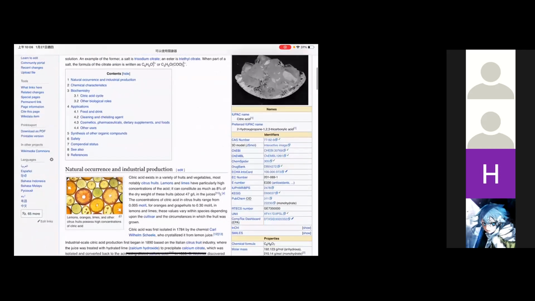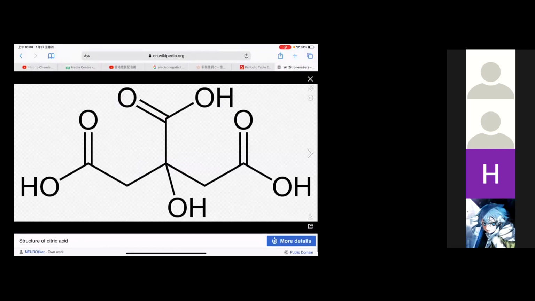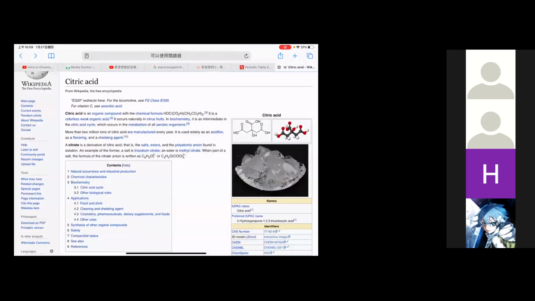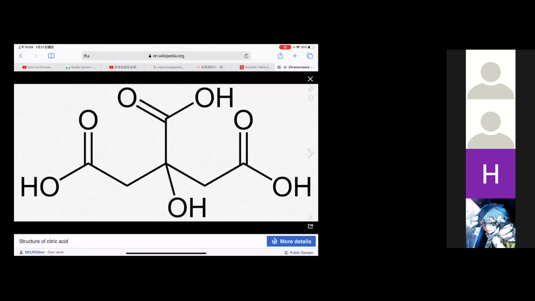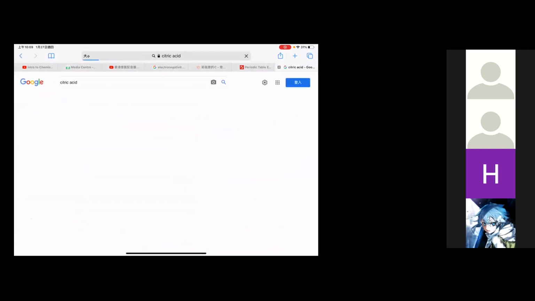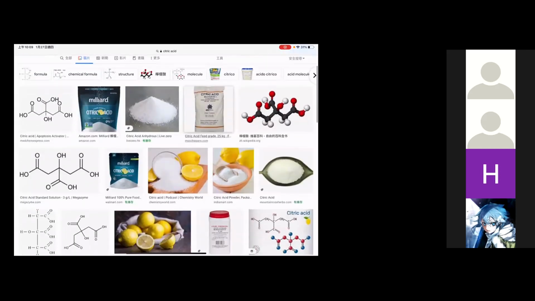I can never see the C, where is it? Yes, good question. Where is C? The C is at all the turning points of this structure, the corners. So you may find the structure of citric acid.